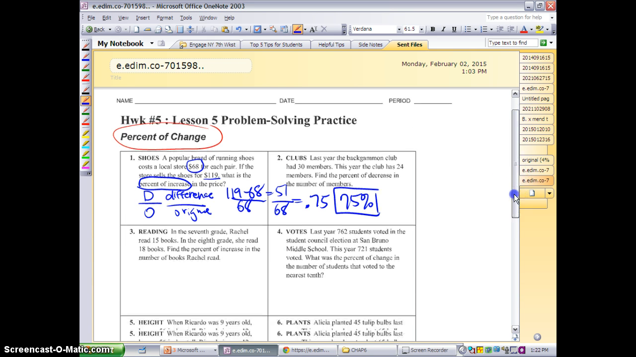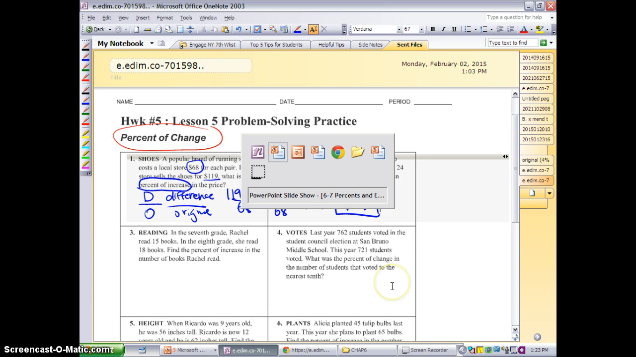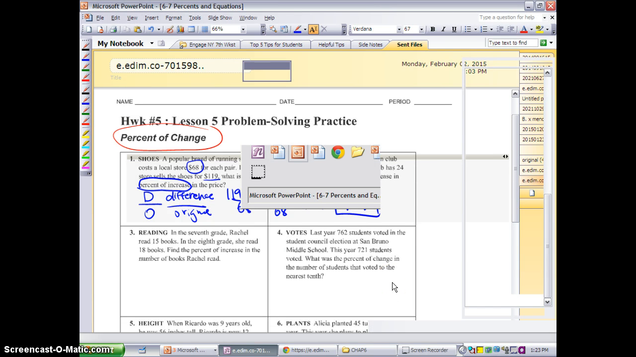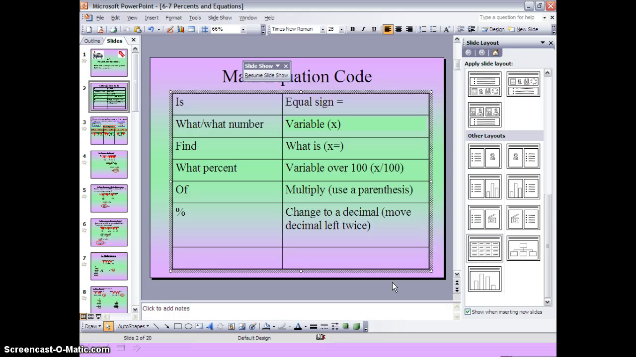And you're going to do that for each one of these questions. Find the D, make sure you pick the right original number. That's going to be the challenging part. So try your best. I am going to put this PowerPoint slide that we went over at the beginning of the video onto Edmodo so you can view the whole thing, since we didn't go through the entire thing.